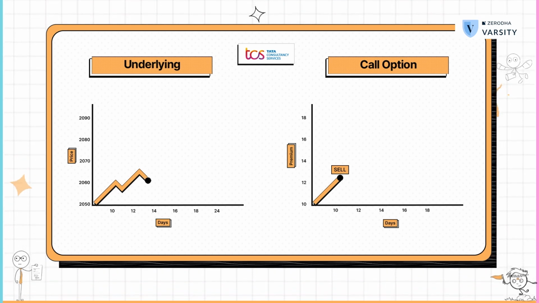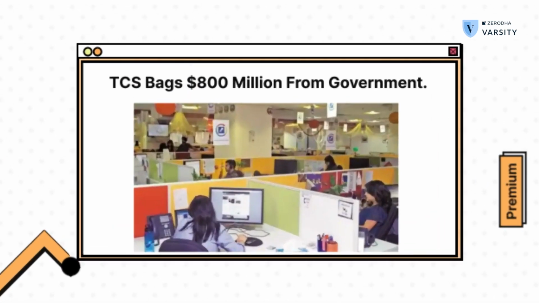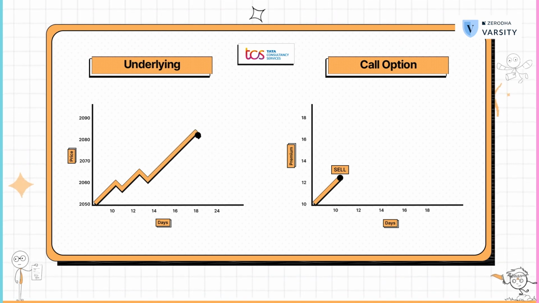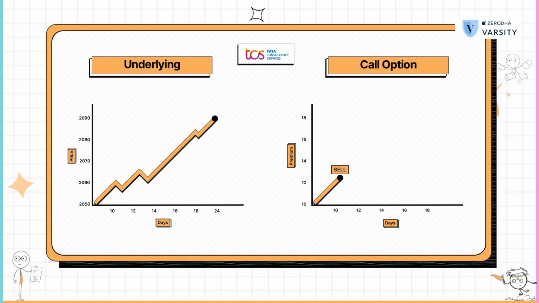But imagine the next day, there is an announcement on the stock where the government declares that they've awarded an 800 million outsourcing project to TCS. What do you think will happen to the stock price? Obviously, the stock price will increase and your naked call option position will start to bleed. Most professional option traders don't like to trade options this way. They would like to avoid overnight risk as much as possible.